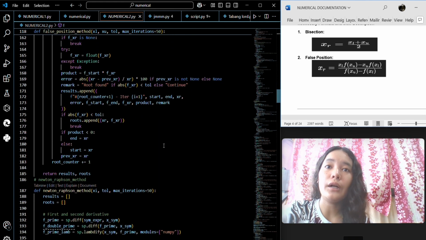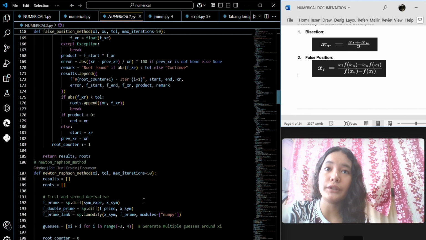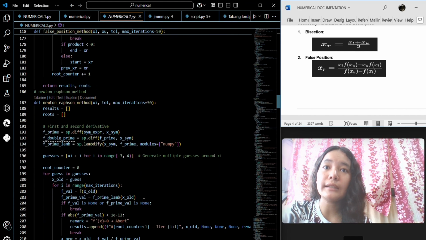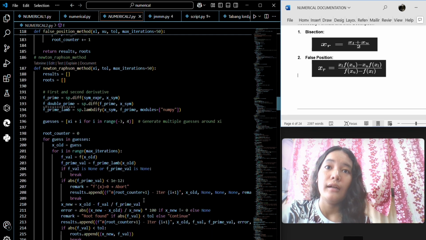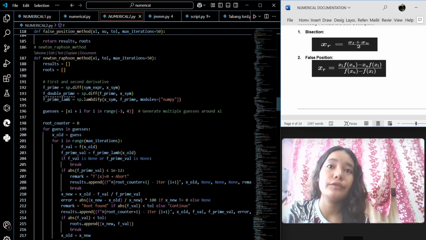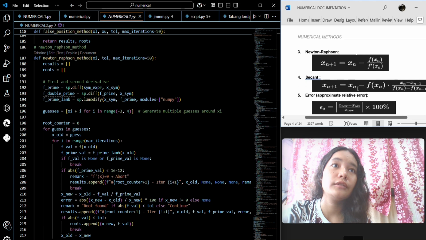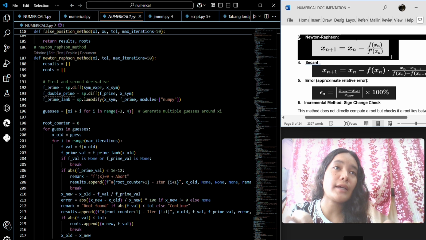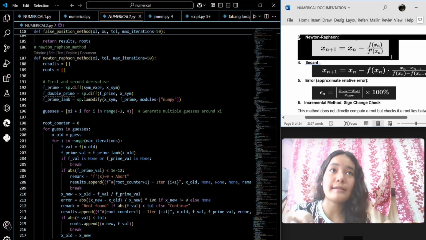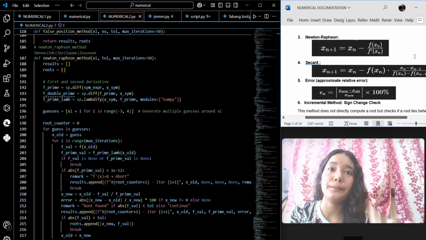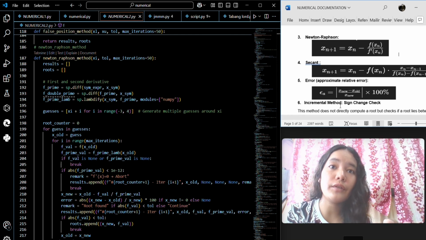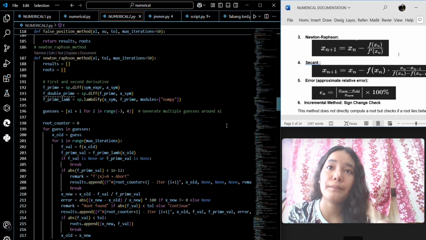Now let's move to the Newton-Raphson method. The Newton-Raphson method needs an initial guess. It uses the formula x n plus 1 is equal to x n minus f of x n over f prime of x n. It requires computing the derivative f prime of x.